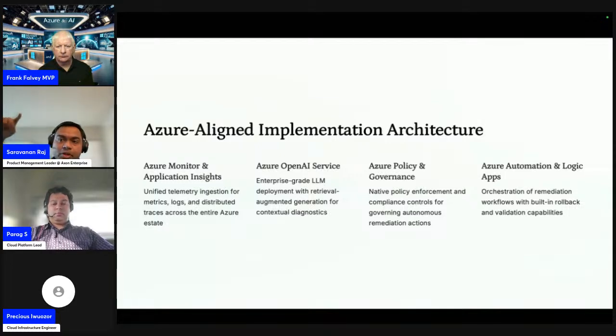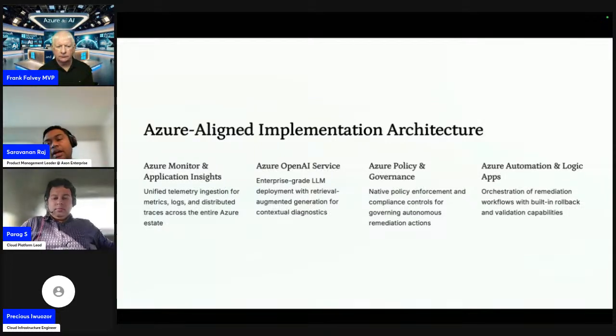And this helps with the overall orchestration end to end, and with validation capabilities. So that is how Microsoft has done it at a planetary scale for outages and incident management.